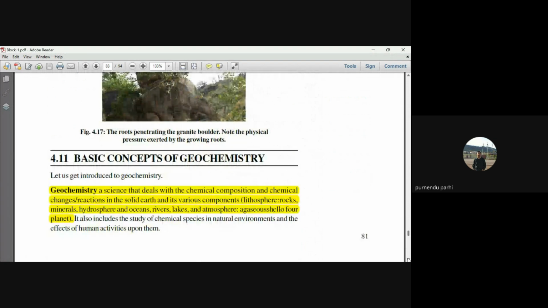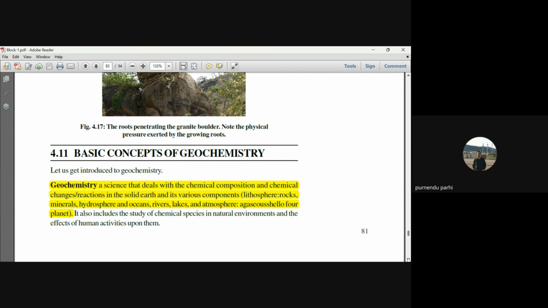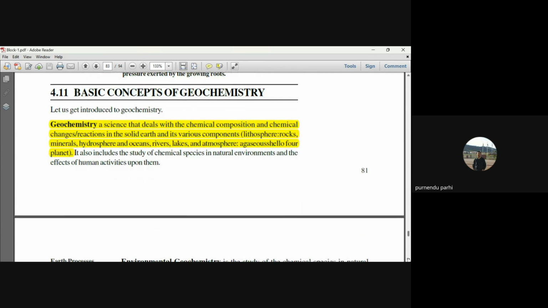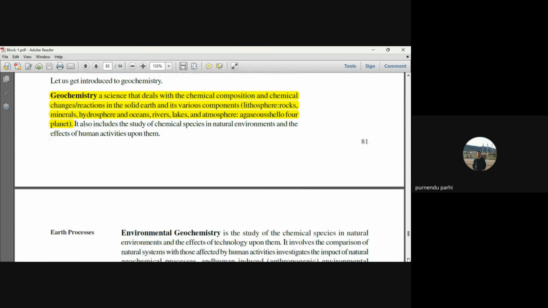Then basic concept of geochemistry. Geochemistry is a science that deals with the chemical composition and chemical reactions in the solid earth and its various components: lithosphere, rock, mineral, hydrosphere, and ocean, river, lake, and atmosphere. It also includes the study of chemical species in the natural environment and the effect of human activities upon them.